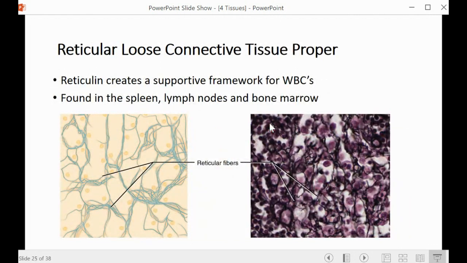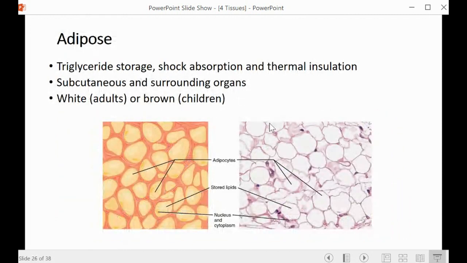These are reticular loose connective tissue proper. So we have a lot of reticulin fibers. They're sort of those dark fibers on the right, and they're found in the spleen, the lymph nodes, and the bone marrow. And so what it does is it allows sort of those white blood cells to get caught in the net and hang out there for a little bit.